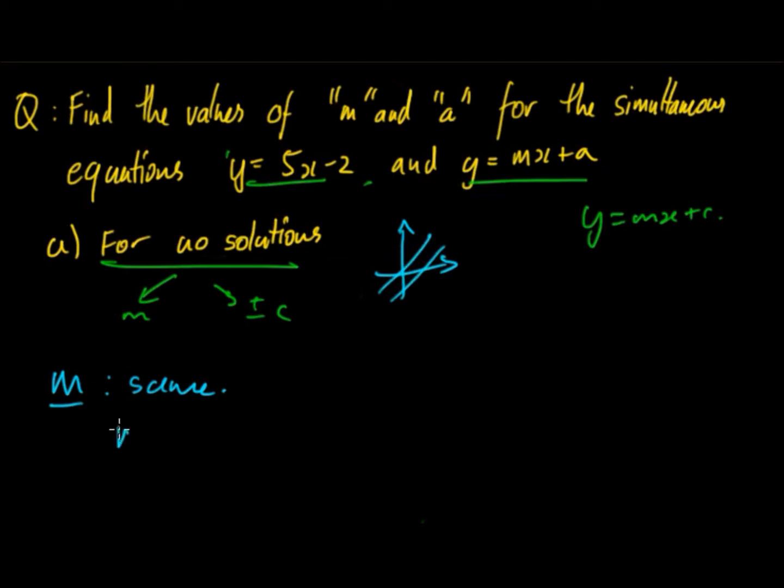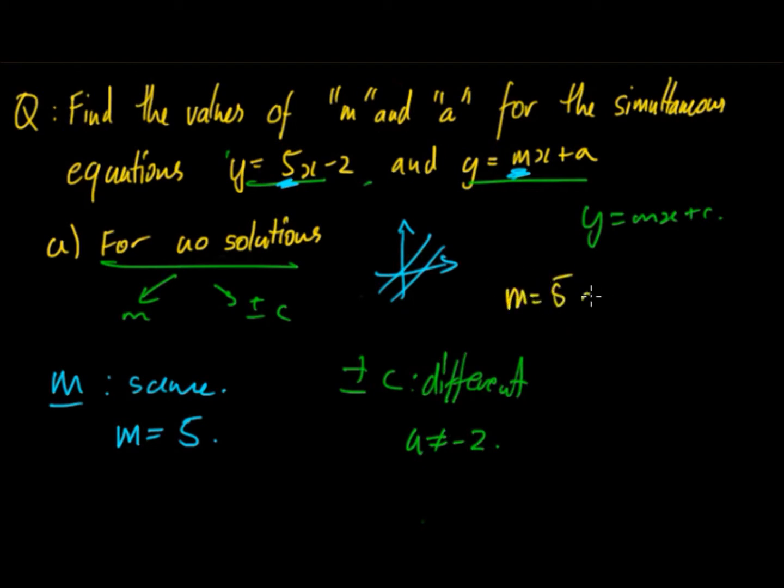So if you remember graphically, they have to be the same so they never intercept. So if they're the same, m must equal 5. It's because the gradient of one must equal the gradient of the other one. Now looking at plus or minus c, they have to be different. So that means a cannot equal -2, but it can be any other value. So therefore, for no solutions, m must equal 5, and a can be any real value apart from -2. So that notation is all real values apart from -2.